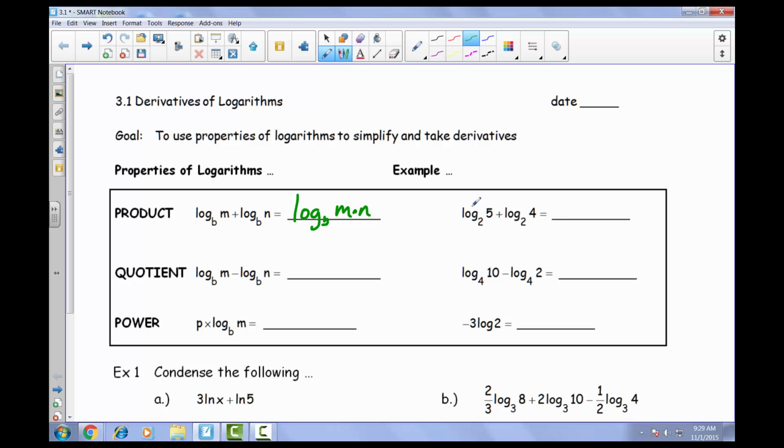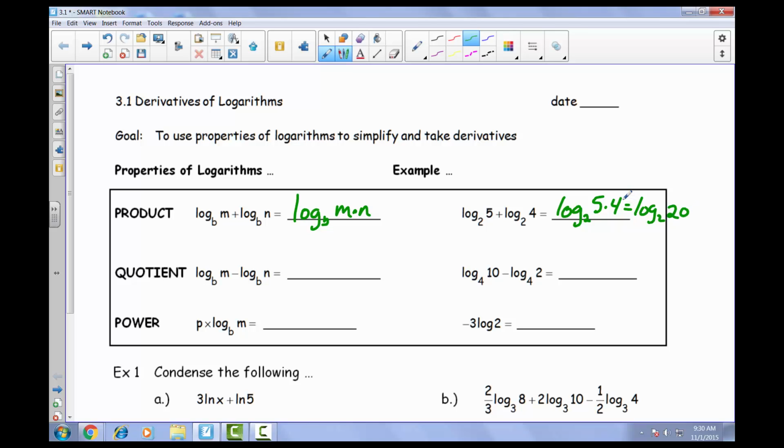A quick example of that: notice the logs both have the same exact base. We are adding here, so essentially we can put that under one log with that same base 2 and multiply the 5 times the 4. And when you're all done, you would end up with the log base 2 of 20.